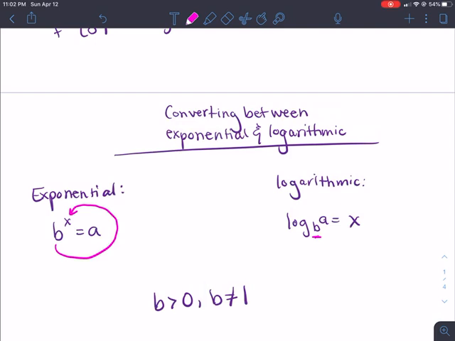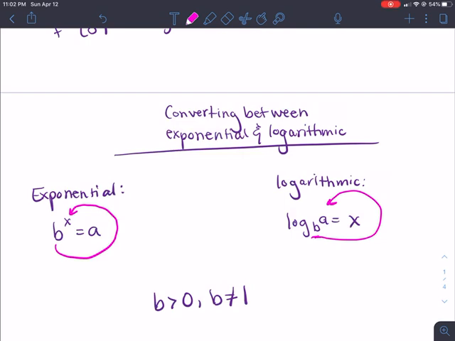So you can see that the B just moved. And to convert back to the exponential function, you just draw your arrow, okay, and your b moves back to b to the x equals a. That is how you convert between the exponential and the logarithmic.